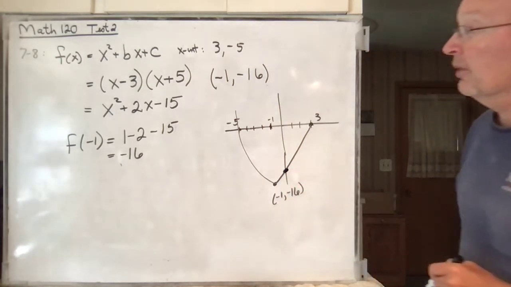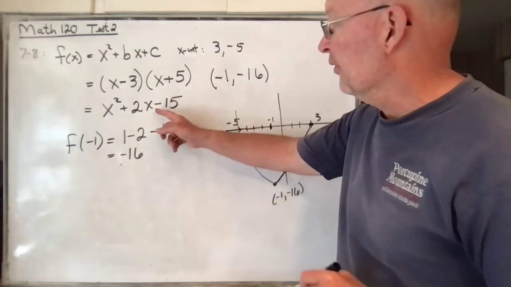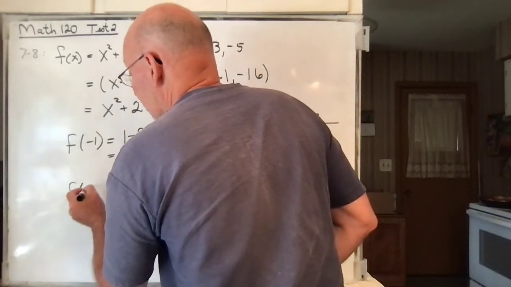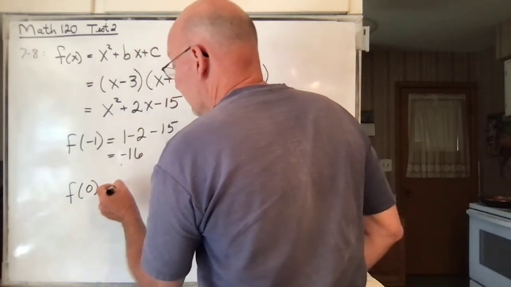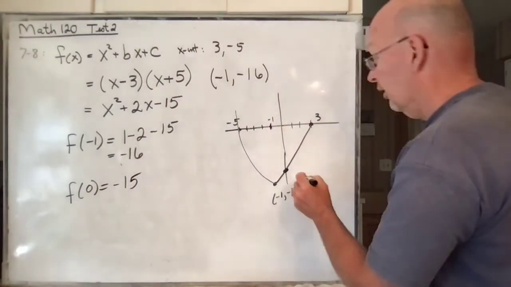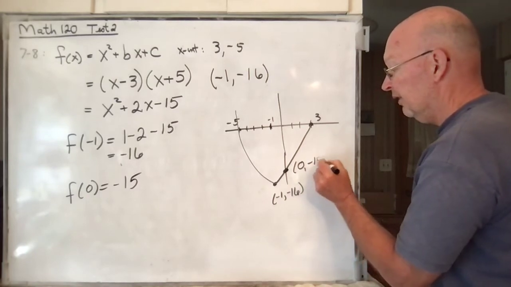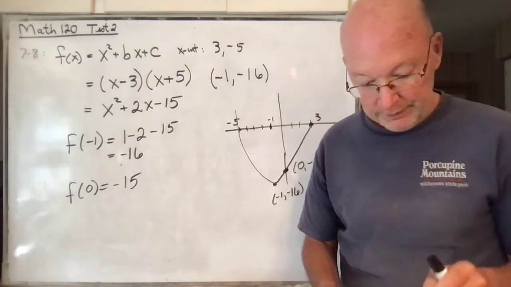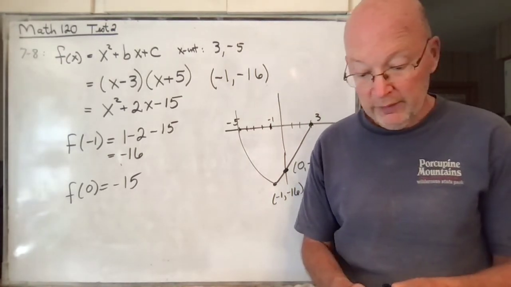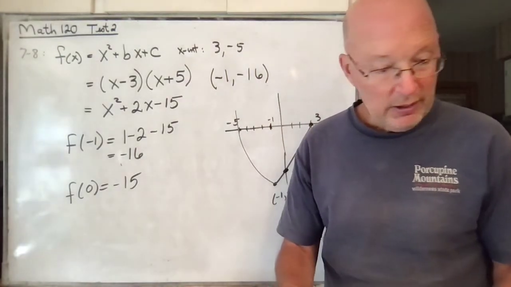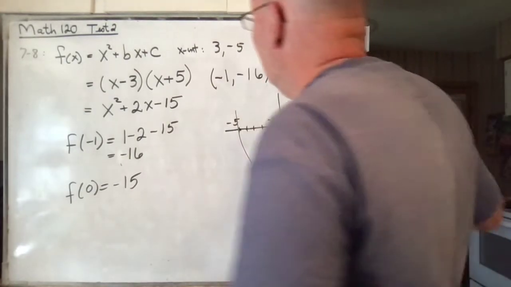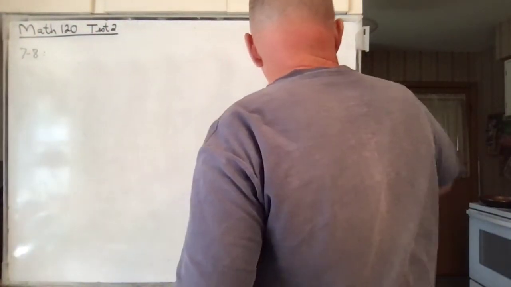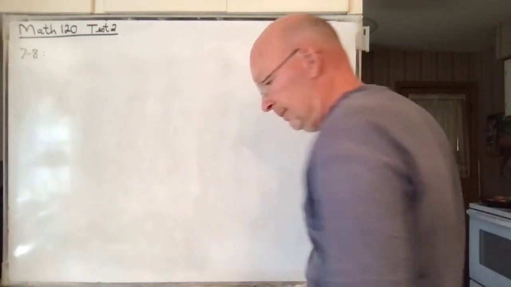What's the y-intercept? Well, that's easier to get than the previous one. The y-intercept, all you do is you just stick a 0 into this function and you're going to get negative 15. So there you are right there, 0, negative 15. So there's the y-intercept right there. Okay, very good. If you know these problems, you basically know everything you need to know about parabolas. Okay, so let's see what else we've got.